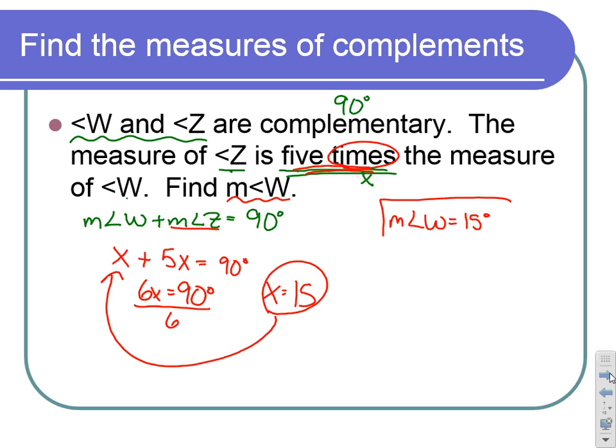Okay, so that is your final answer there. And then if they wanted angle Z, you're just going to plug it in for that 5x and call it good. Okay, so hopefully that makes some sense.